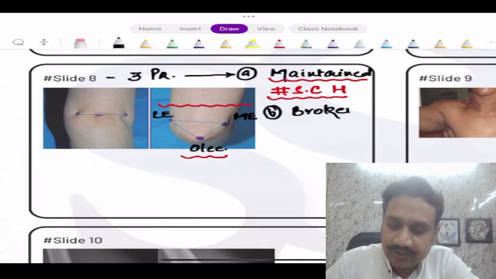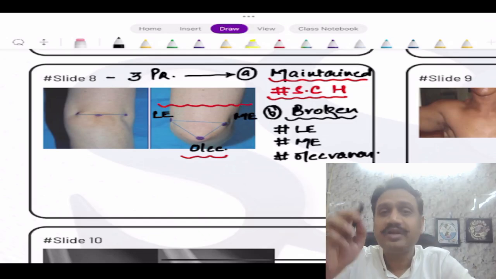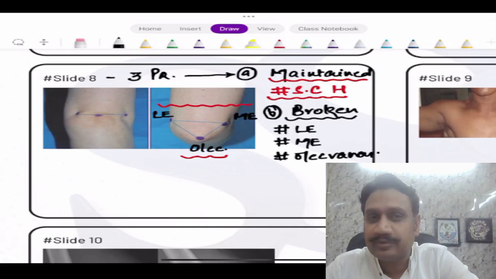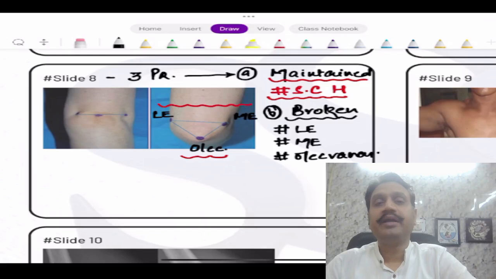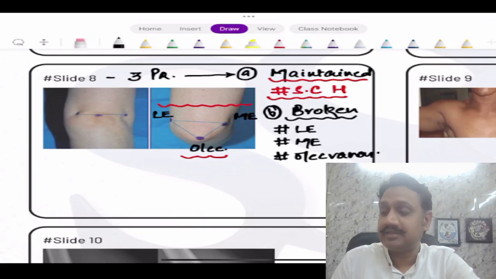Second, they may ask you in what conditions this triangle is broken. It will be a fracture of the lateral epicondyle, a fracture of the medial epicondyle, or a fracture of the olecranon. So when any of the 3 points is broken, the triangle is broken, because the 3 points are making the triangle. It is as simple as that.